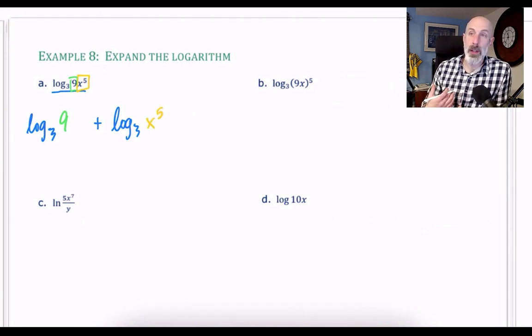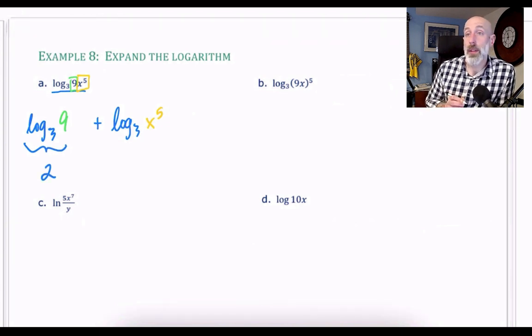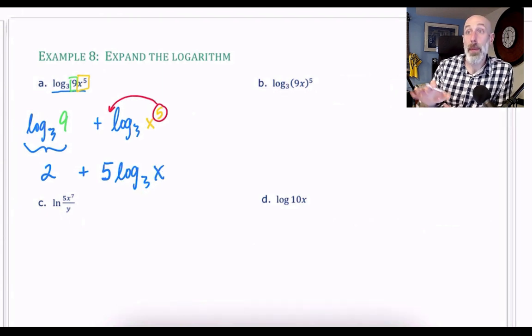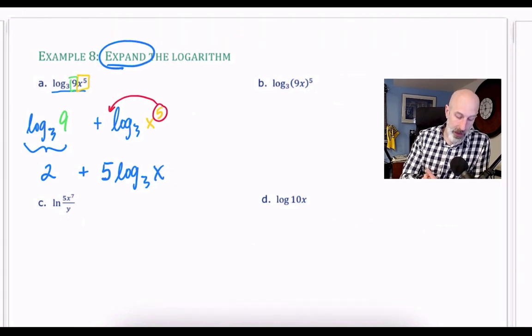Now, since we are expanding these, or anytime really, is there anything that I can do to simplify? Log base 3 of 9 should be 2, because 3 squared is 9. And we can also take this 5 power and bring it down as a coefficient. It's not perfectly clear by the directions, but if the directions say to expand, also bring down your powers.